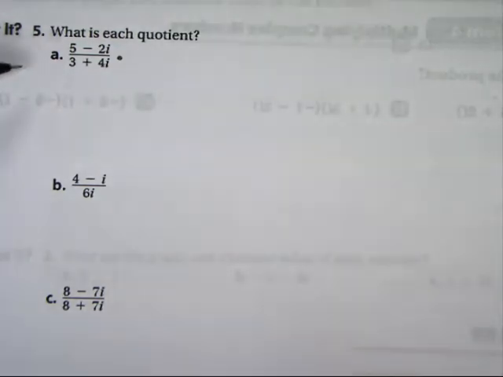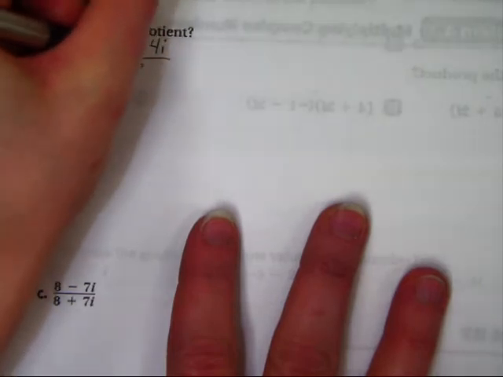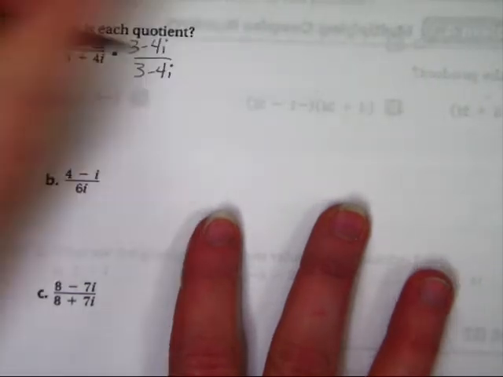Tell me what I need to multiply by in part A. Looks like you need to multiply by 3 minus 4i over 3 minus 4i. Now, Ben, what do we call that 3 minus 4i? It starts with a C.